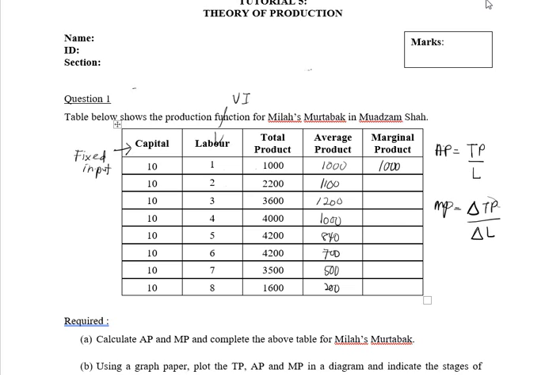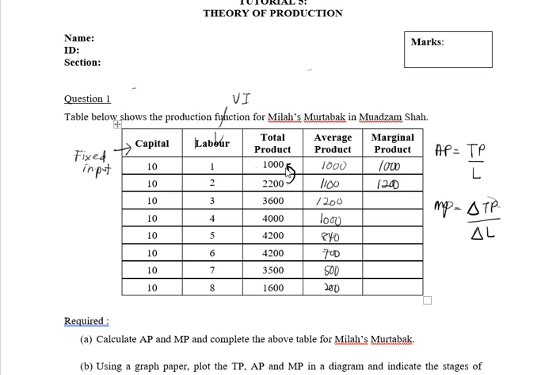Next is 2 labor. The change in total product is 2200 minus 1000, and then you divide by the change in labor, which is 2 minus 1. So what you will get is 1200. What it means is when Mila hires another labor, from one labor to 2 laborers, the additional labor can produce an additional 1,200 products. That is the marginal product in this case.